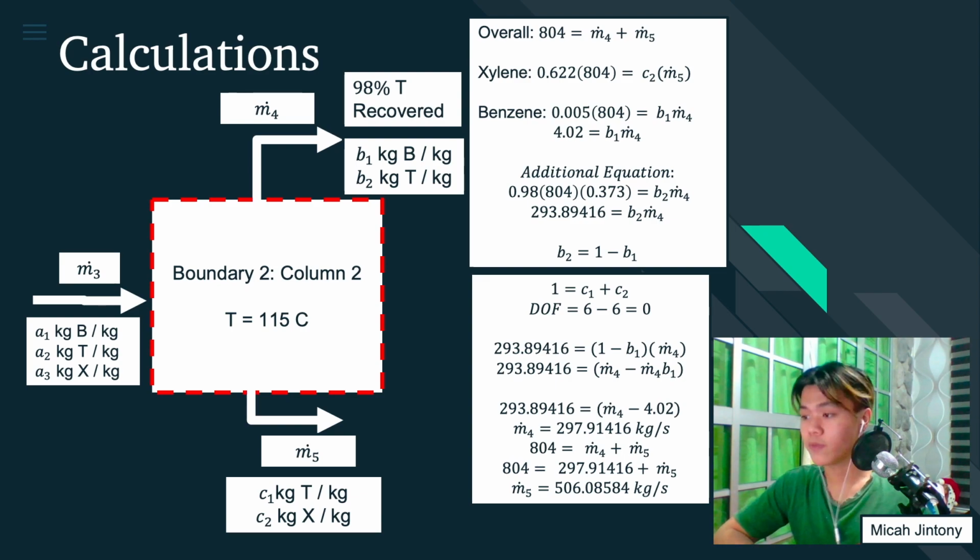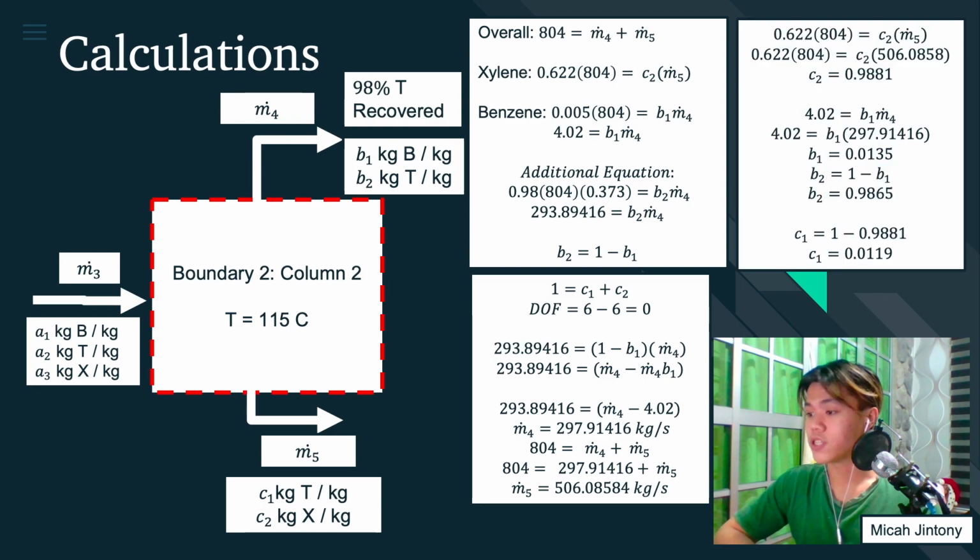293.89416 equals m.4 minus m.4 times B1. Then, equation 3 into equation 7, since m.4 times B1 has been calculated, which will give us the m.4 value, 297.91416. From here, we can proceed to equation 1 and substitute m.4 to get m.5, which will give us 506.08584. Now that we have m.5, we can check equation 2, since m.5 is involved, to obtain C2, which is 0.9881. Now in equation 3, we can also solve for B1, since m.4 is calculated, which is 0.0135. Substituting the value of B1 into equation 5, we have a B2 value of 0.9865. Finally, in equation 6, we can calculate C1, which is 0.0119.